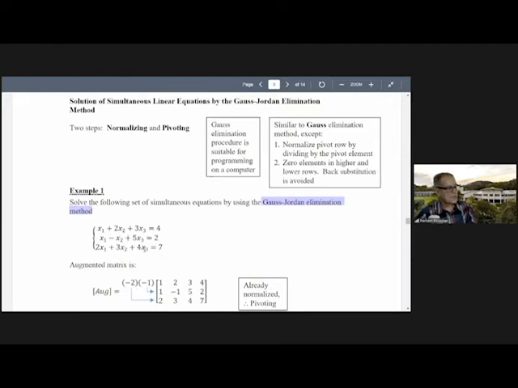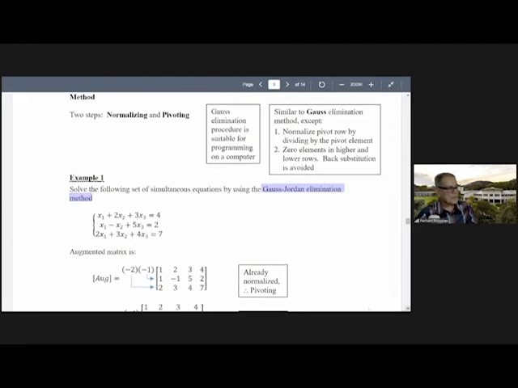By this method, we create the augmented matrix. This is the augmented matrix, which has the same coefficients, 1, 2, 3 here, and we add this right-hand side to this matrix. That's why it's called an augmented matrix. We augment the coefficient matrix with this right-hand side. So 4 to 7 goes here. This is the augmented matrix.